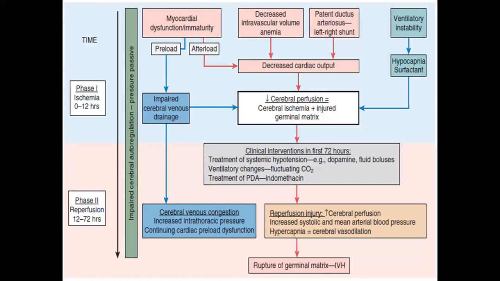So overall, there is a phase of ischemia followed by a phase of reperfusion in the background of pressure passive circulation. This leads to initial reduced cerebral perfusion, causing cerebral ischemia, when the neonate is immature with myocardial dysfunction, anemia, hypovolemia, and PDA with left to right shunt, added on by ventilatory instability with associated hypocapnia and surfactant administration. And later, it manifests with reperfusion injury with increased cerebral perfusion, increased systolic and mean arterial blood pressure, and hypercapnia, finally ending up in IVH.